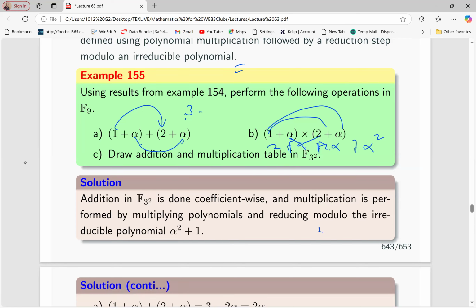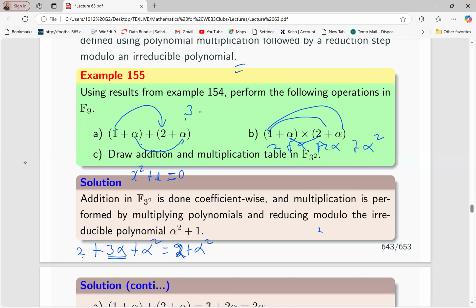That is 2, write it here, 2. Then I got alpha and 2 alpha, which is 3 alpha, and then plus alpha square. But the 3 alpha, of course, we know we are dealing mod 3. This becomes 0. So we have 2 plus alpha square. But what about alpha square? What about the polynomial? The polynomial we are working with is x square plus 1.